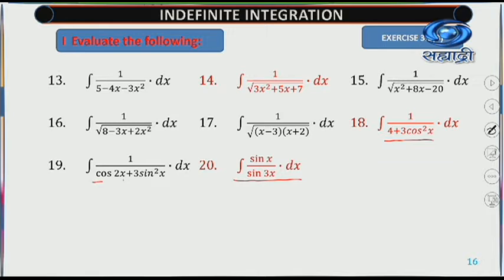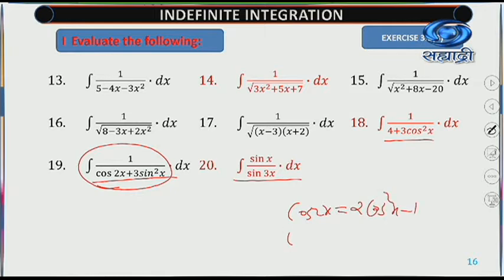Either we'll convert this into the proper form, or you know this formula that we are going to use, cos 2x equals 2 cos square x minus 1. Either you use it, or you are able to use this as 1 minus 2 sin square x. That is more appropriate to solve this type of examples, and immediately you will get your values by dividing and multiplying by cos square x. So we are solving the 18th example. It's easy to solve the 19th example.